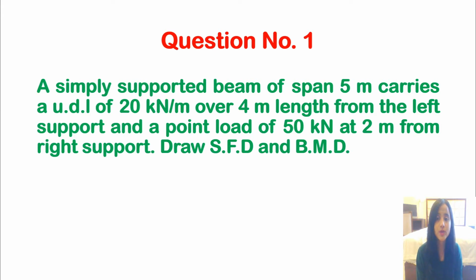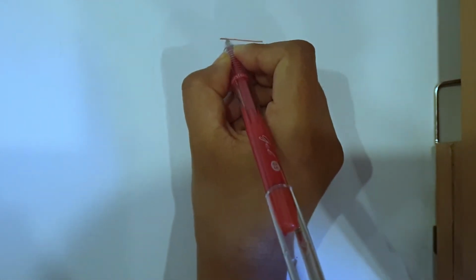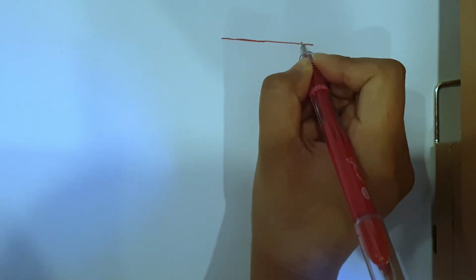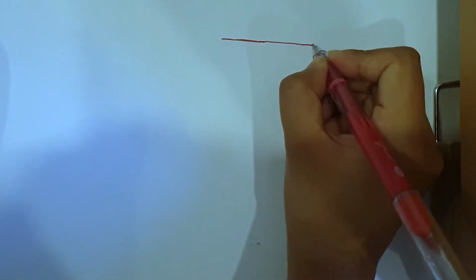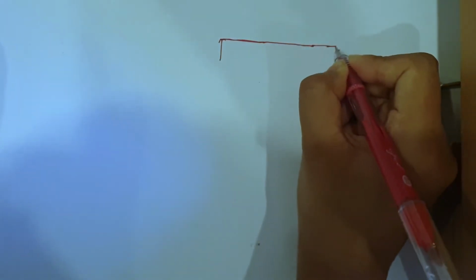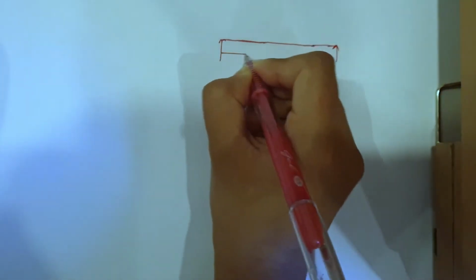We have to read only the statement that is given, and from the statement we need to draw the beam along with its loading. So let us get started. So it is a simply supported beam of span 5 meter.